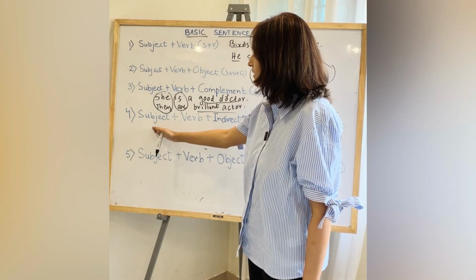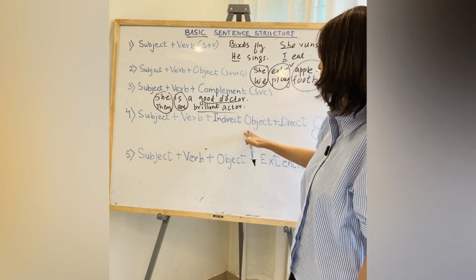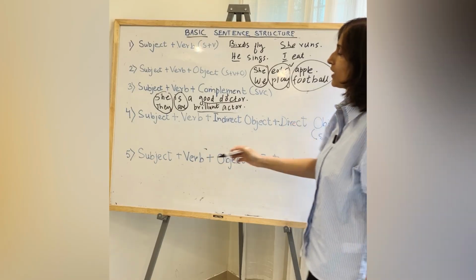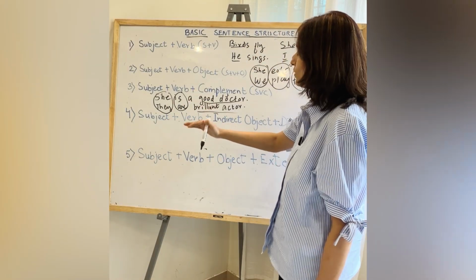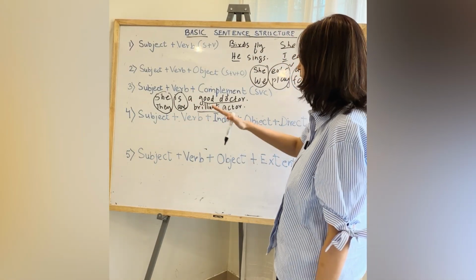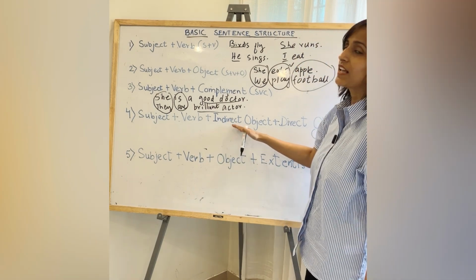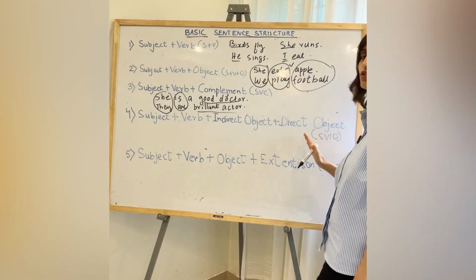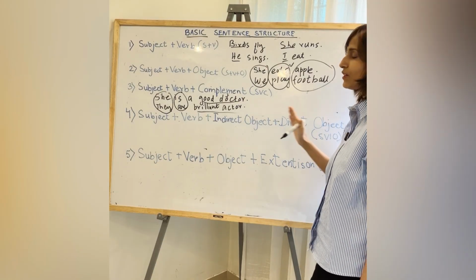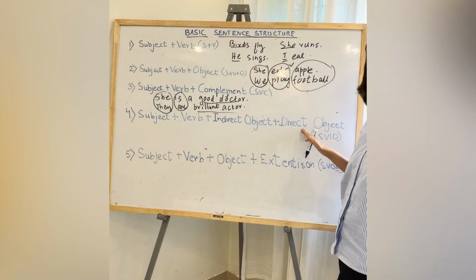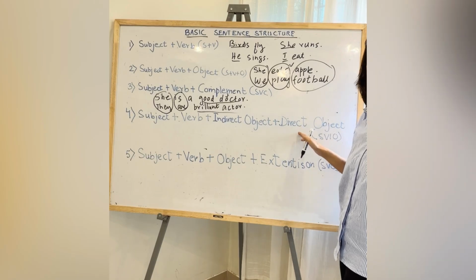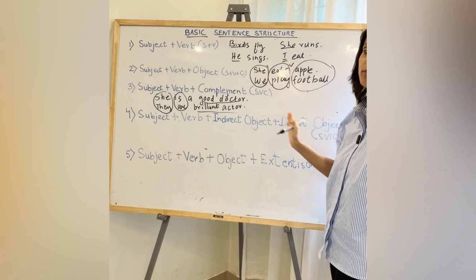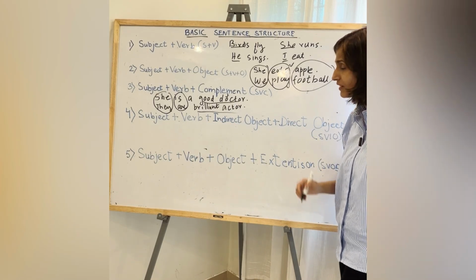Fourth category is subject, verb, indirect object, and direct object. Subject is the doer of the action, verb is the action being performed, indirect object is the person or thing which receives the direct object. They are the recipient of the direct object. And direct object is the thing or person on which the subject performs the action. Let's take an example.